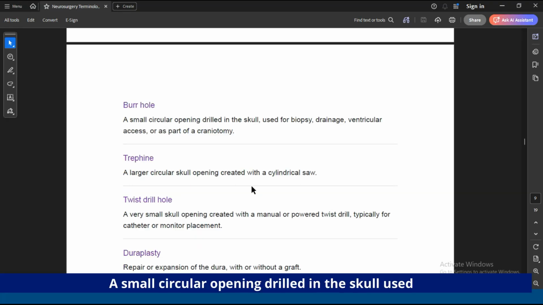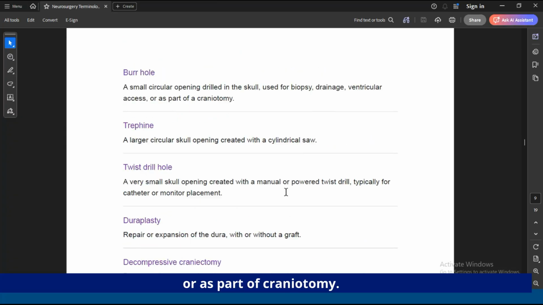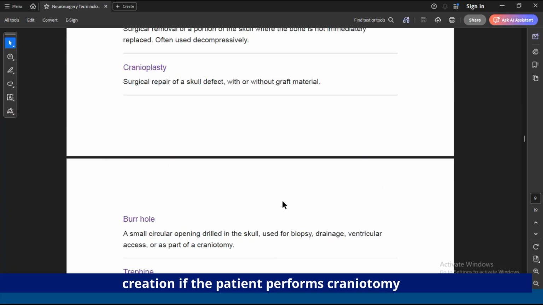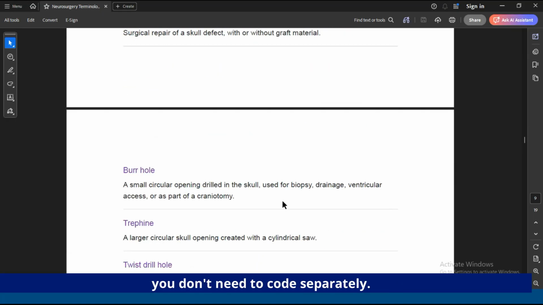Okay. Cranioplasty, surgical repair of a skull defect with or without graft material. Next, burr hole, a small circular opening drilled in the skull used for biopsy, drainage, ventricular access, or as part of craniotomy. So here you need to remember, if the burr hole is created during a craniotomy, you don't need to code it separately. Okay.